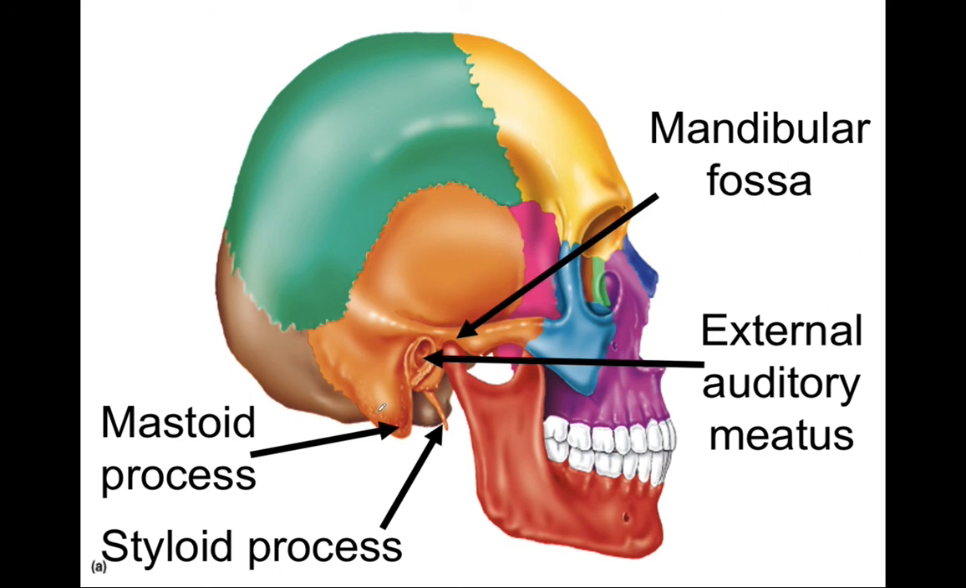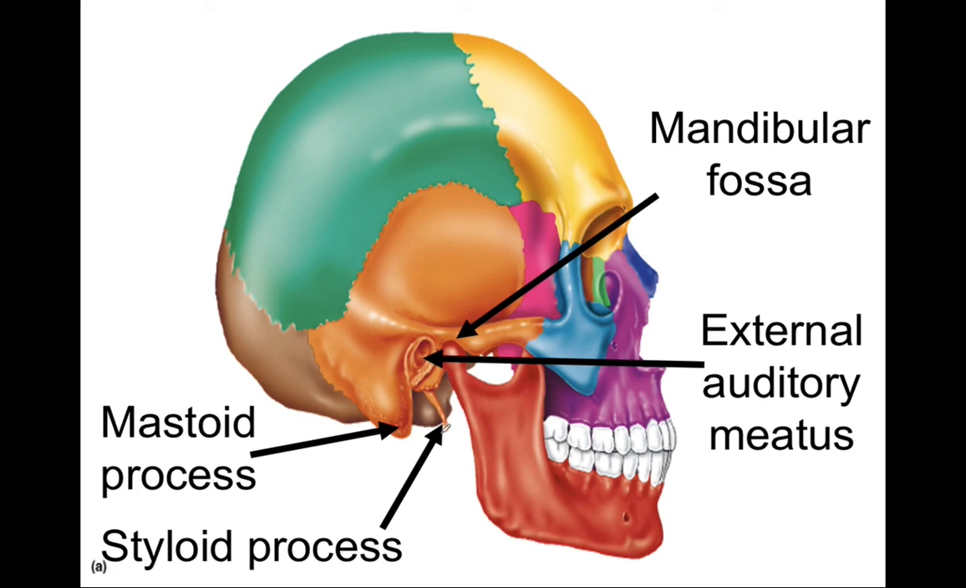The mastoid process is a large bony bump that can be found behind the ear. I always like going over the mastoid process because this is a structure that you can feel on yourself. You can actually put your hand behind the ear and you'll feel that bony bump. That is the mastoid process.